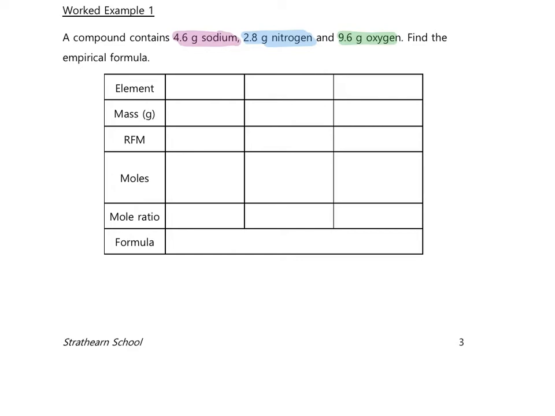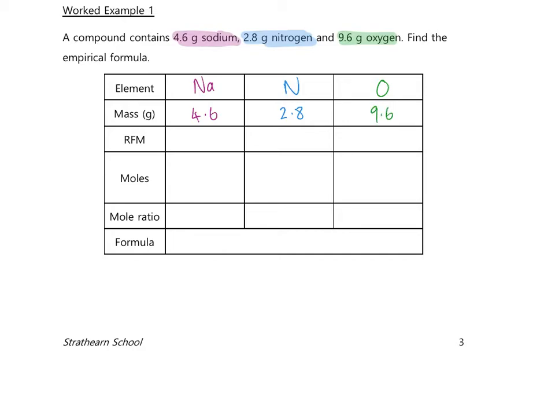So let's think of our elements. We've got sodium, we've got nitrogen, and we've got oxygen. What mass of each do we have? We have 4.6 grams of sodium, 2.8 grams of nitrogen, and 9.6 grams of oxygen.